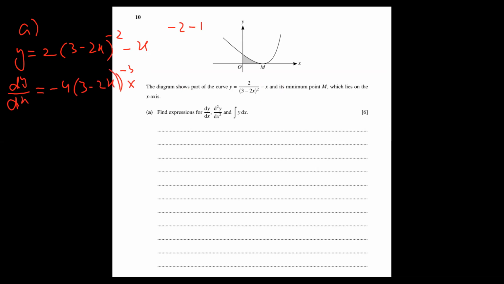Times 2, the base differentiation. And what is the base differentiation? 3 has 0, negative sign, and 2 has 2. That's it, and this is one part done. What about negative x? It becomes -1, because the derivative of x is 1. After this, you have to just rearrange. This is -2 and -4 becomes +8, so 8 divided by 3 minus 2x to the power 3, and -1 is separate. So the first derivative is done.